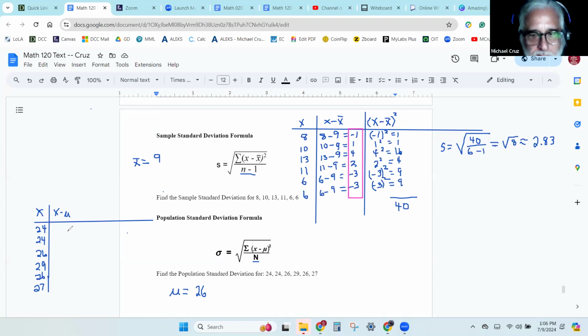24 minus 26 is negative 2, so there's 2 of those. 26 minus 26 is 0. 29 minus 26 is 3. We got another 26, which is another 0. And 27 minus 26 is just a 1. So these are what we call deviations: how far the piece of data is from the mean. So now, up here, we're going to square each one of those.